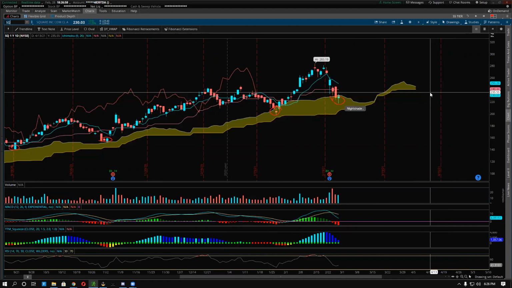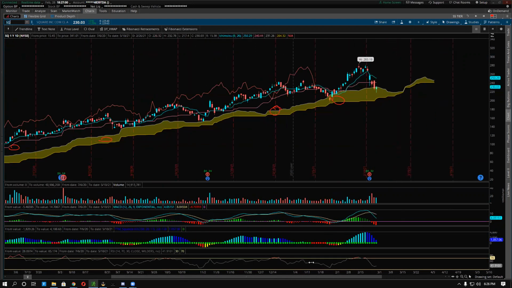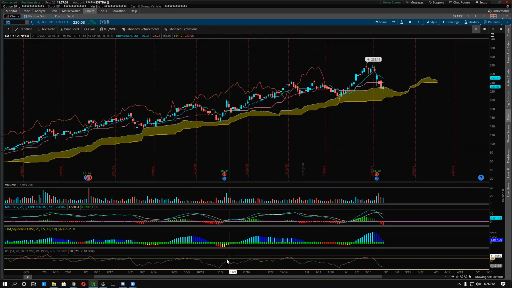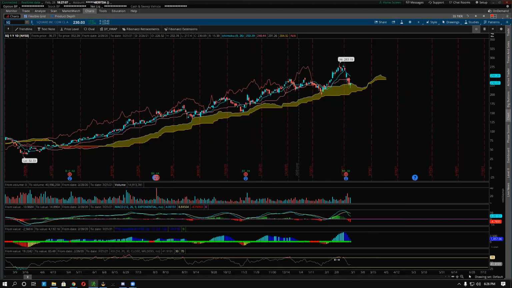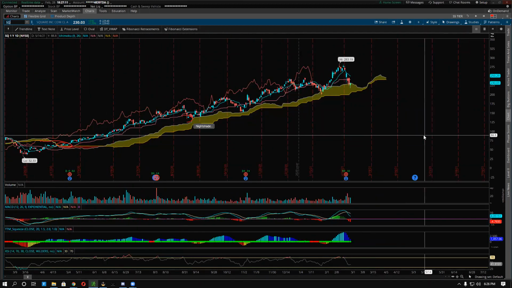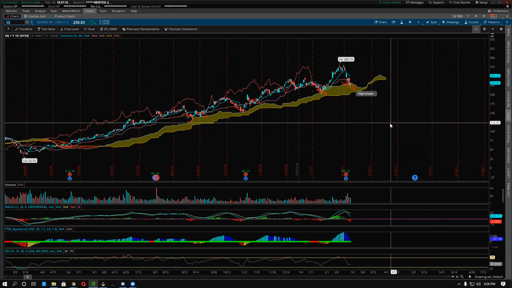Square has not been below the cloud since September, at least September 21st. I don't think it has ever been below the cloud, probably not. But we do get that resistance, right? Sorry, support right there, support here, here, here, here, kind of here, and kind of right there, right? So we'll see what happens next.